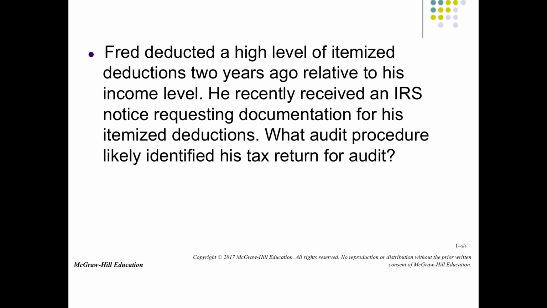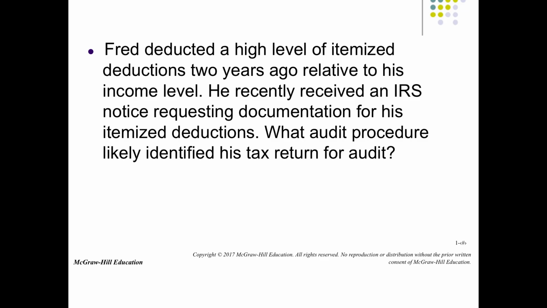Again, I'm just going to go through the answers and talk about why those are the answers. If you're looking for background information on all of this, go to the lecture video. So the audit procedure that would identify his tax return is called the discriminant function system. It's abbreviated DIF.